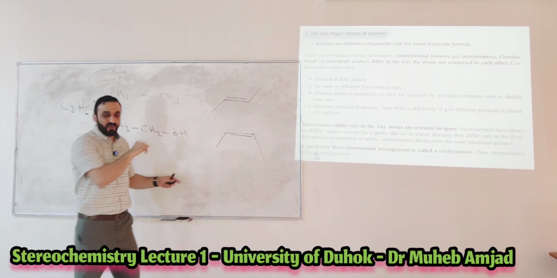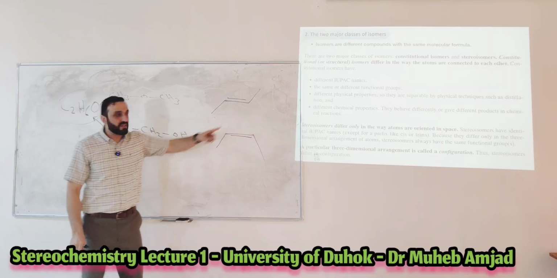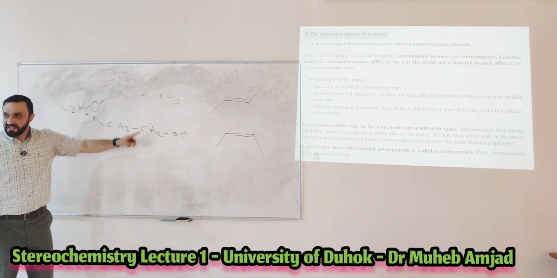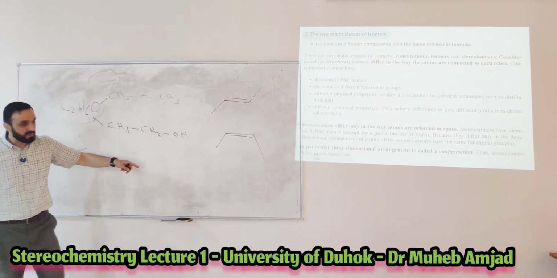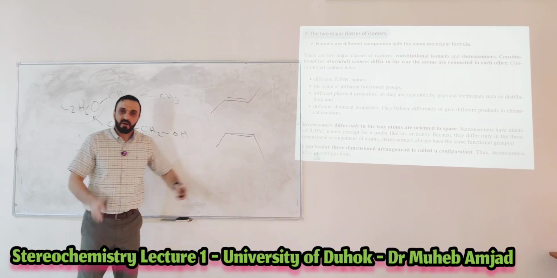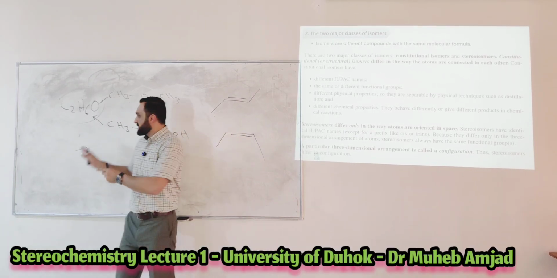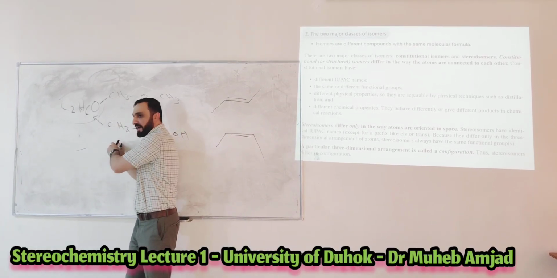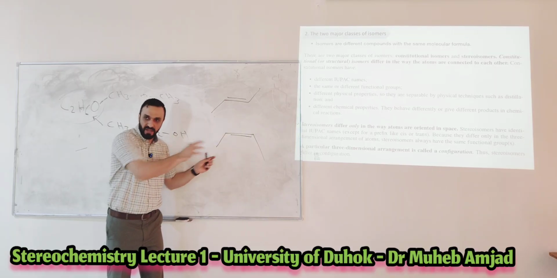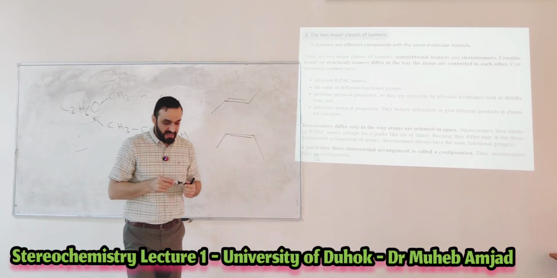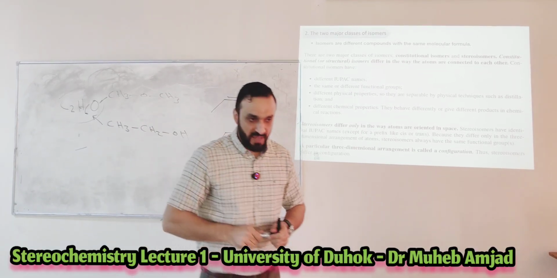Okay? But look at the functional group. Here alkene, here alkene. Here the functional group is ether, here it is alcohol. Here different functional group. Here the same functional group. These are isomers, also these are isomers. But this type of isomers is another type of isomers. And we will take the two main types of isomers.